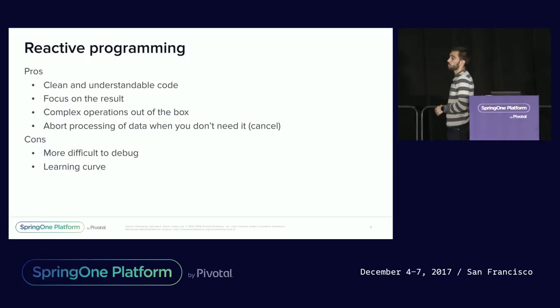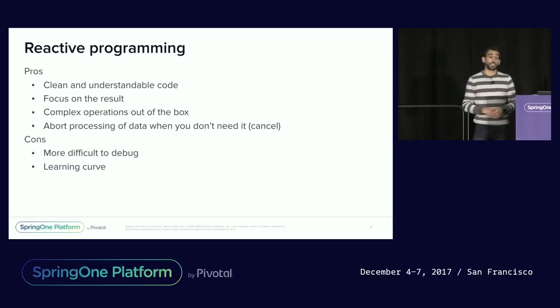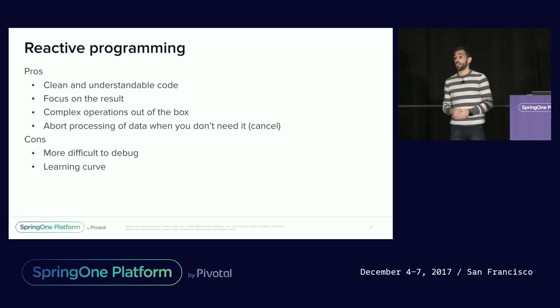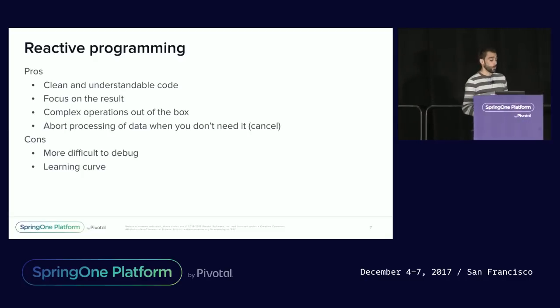Observables can be canceled. That means that, well, if you have an HTTP request, for instance, and you're not interested in that request, you can cancel the observable, and the HTTP request will be canceled as well. So we can cancel what's ongoing.